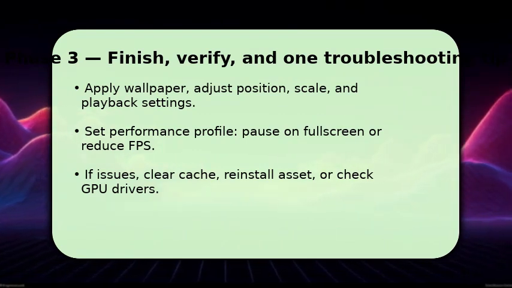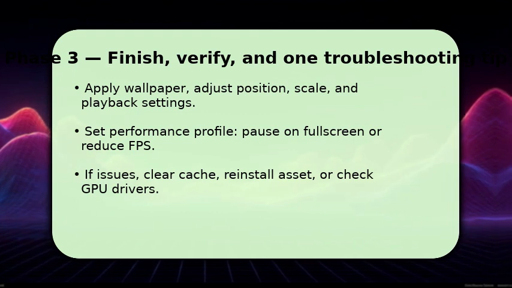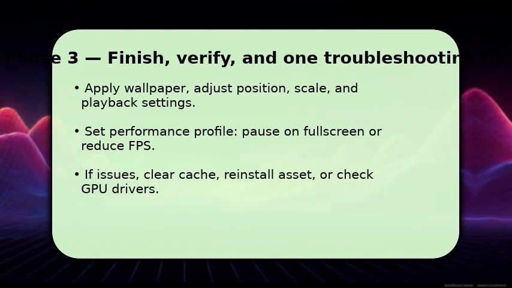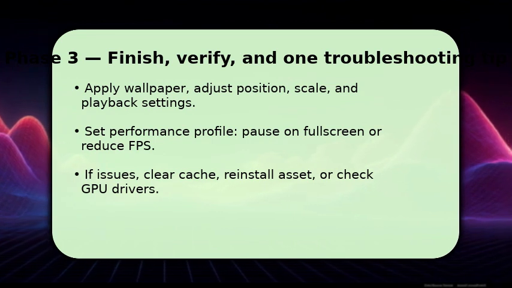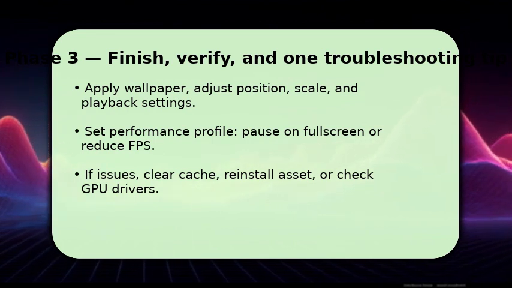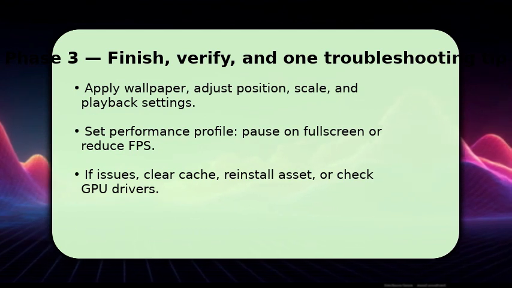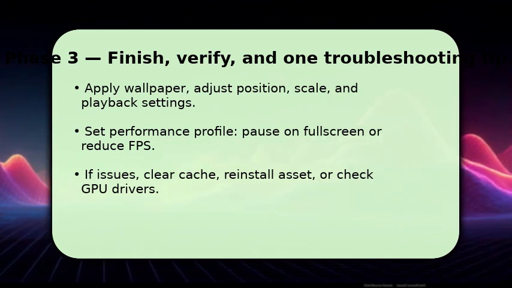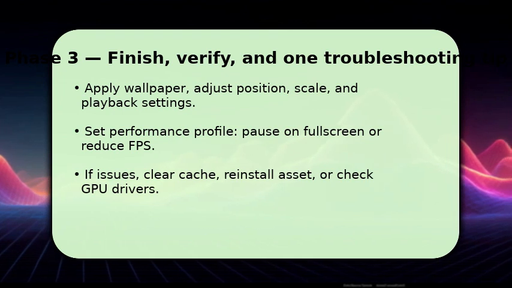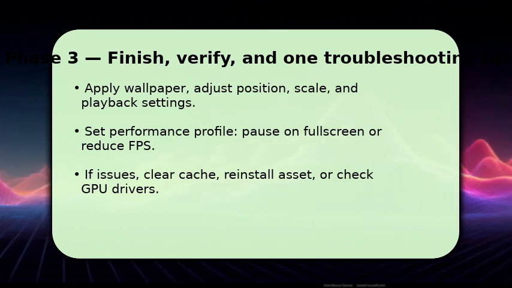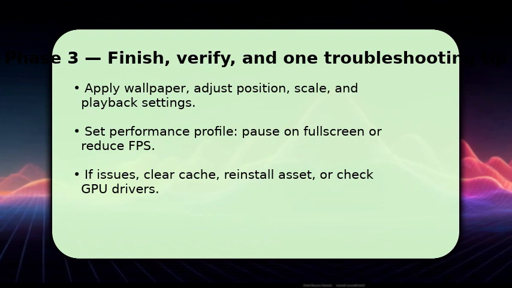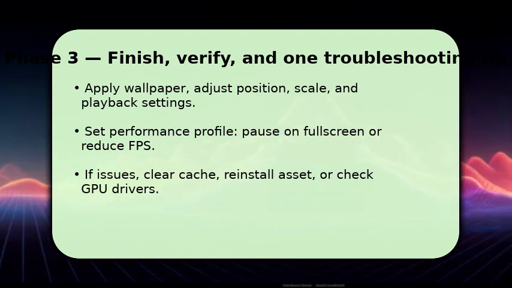Then set a performance profile, for example, pause on full screen or limit FPS to save resources. If something goes wrong, first restart Wallpaper Engine and clear the cache. If that fails, unsubscribe and resubscribe to the asset to force a fresh download. Finally, make sure GPU drivers are current. Outdated drivers often cause rendering glitches, so update them and try again.